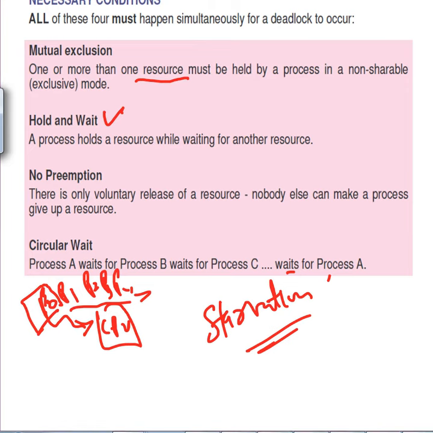Okay. So for a deadlock to occur, all four conditions should be there: mutual exclusion, hold and wait, no preemption, circular wait. If one of them is not there, it is not a deadlock.